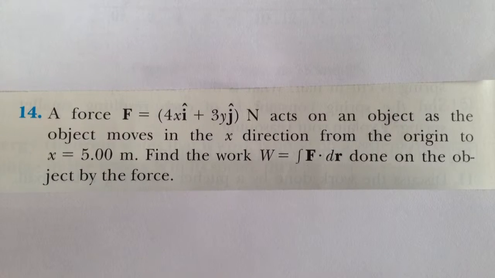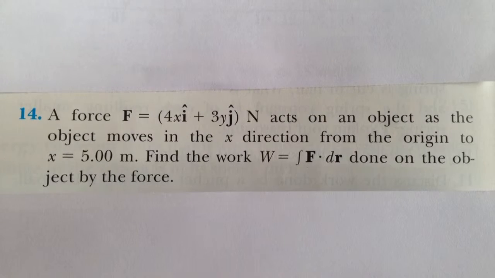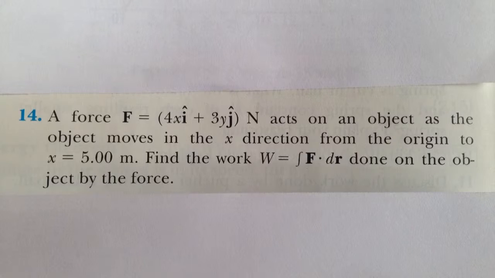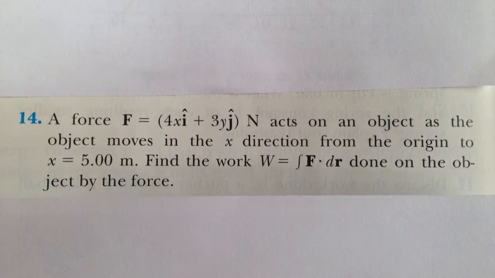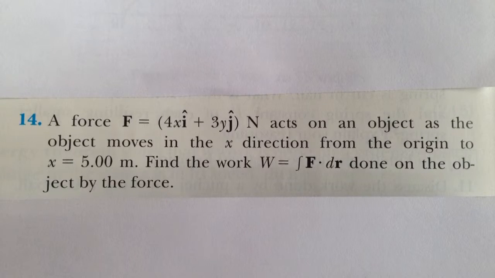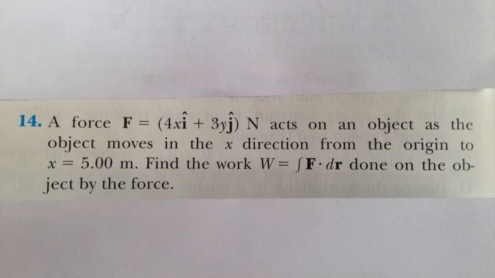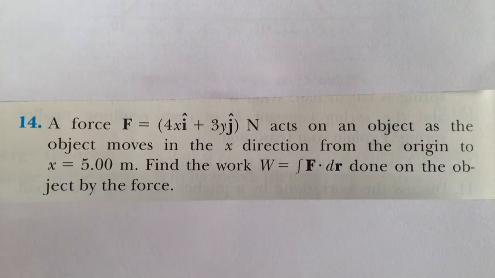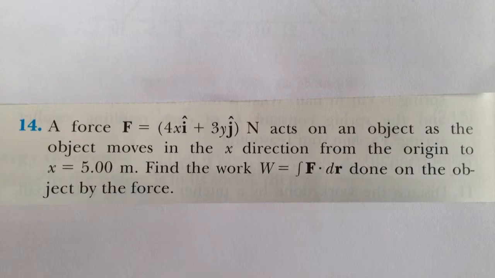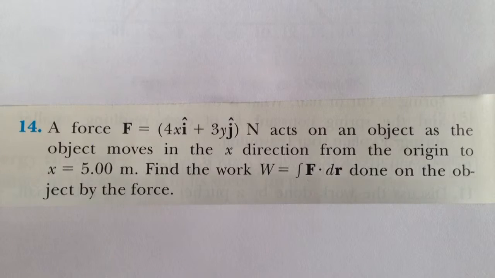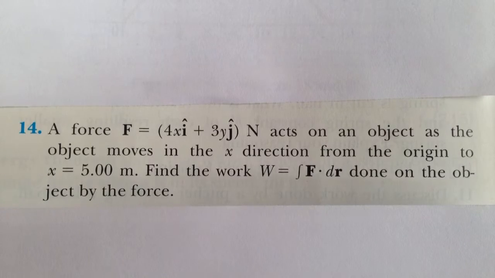Chapter 7, number 14. A force F equals 4x i hat plus 3y j hat newtons acts on an object as the object moves in the x direction from the origin to x equals 5 meters. Find the work W equals the integral of force dot dr done on the object by the force.